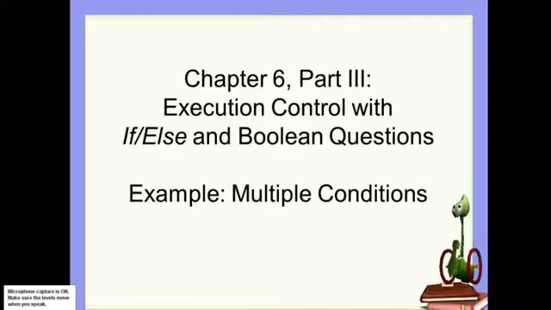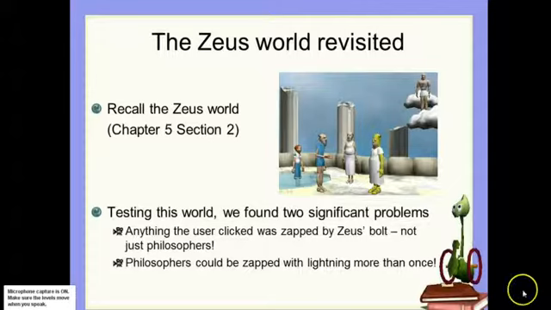Remember the problems with Zeus? It had to do with the whole world could get turned black. Zeus had issues when he tried to shoot himself. So this is where we use if-else and Boolean questions and functions to try and solve that problem. Also remember that philosophers could be zapped with lightning more than once. So lots and lots of problems.